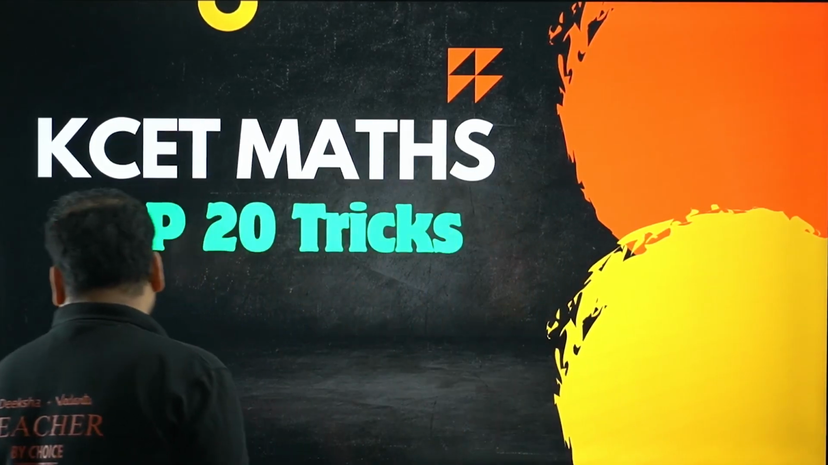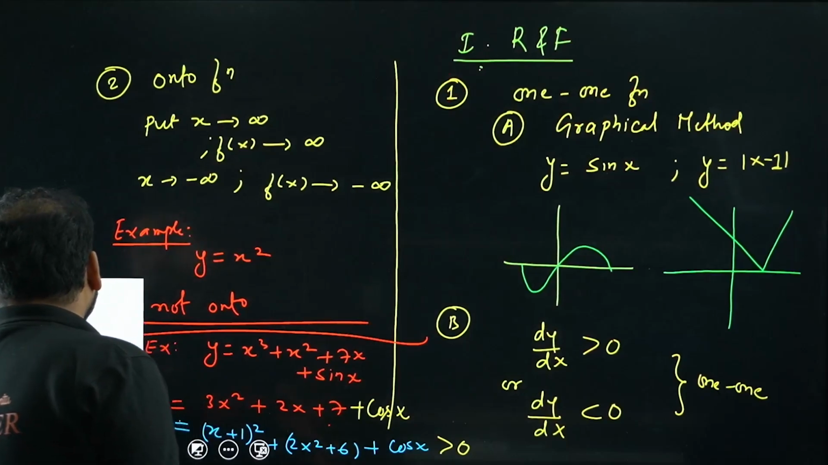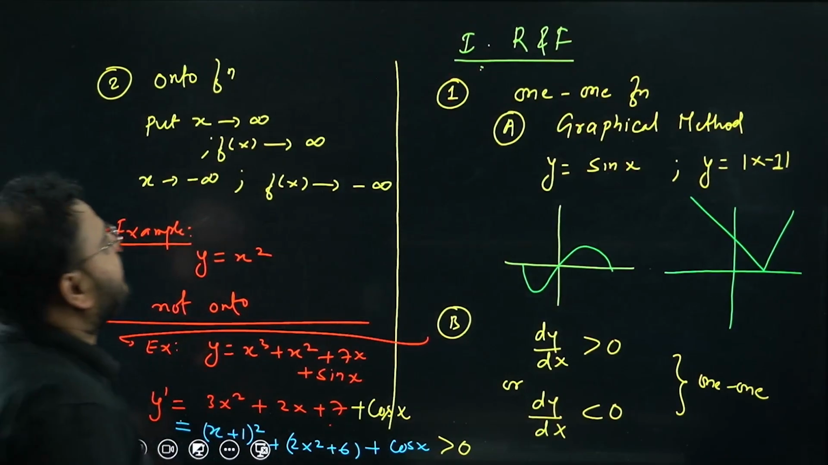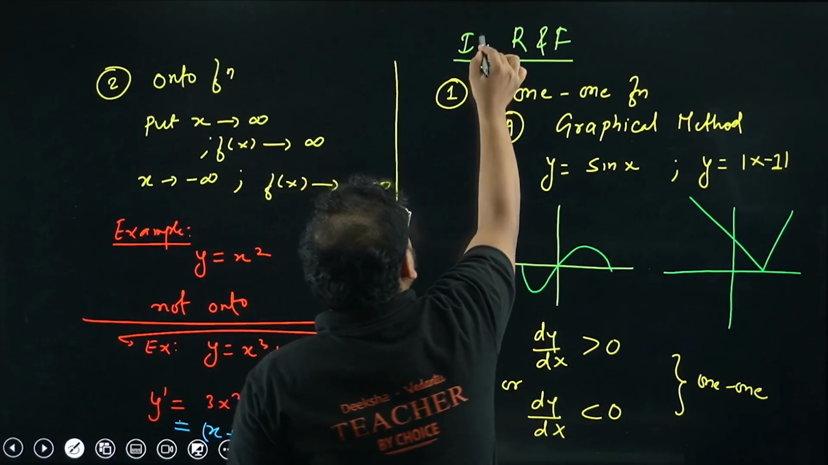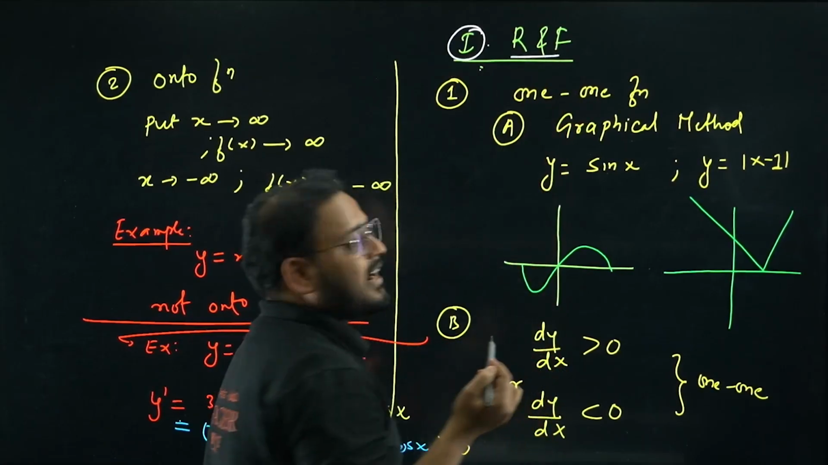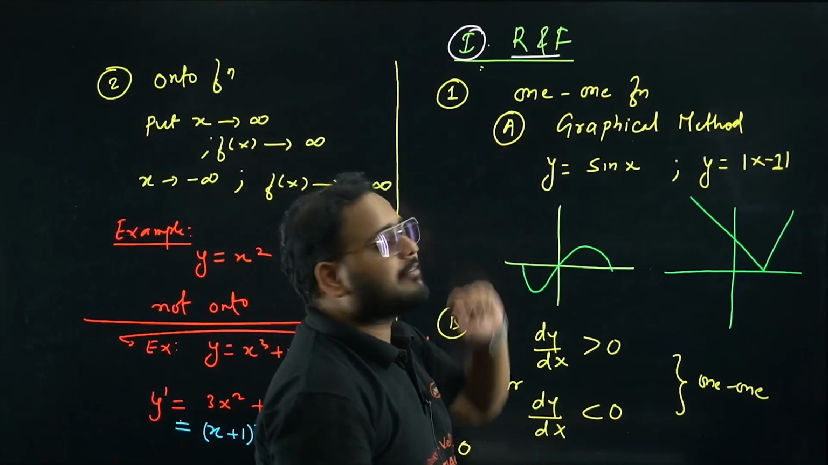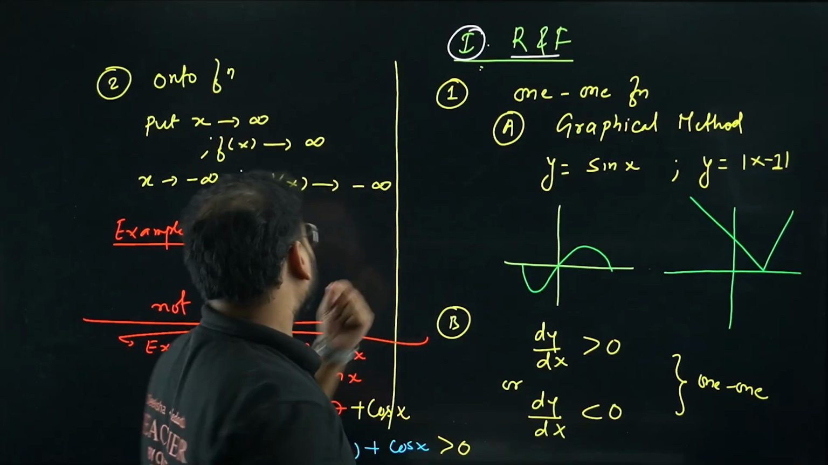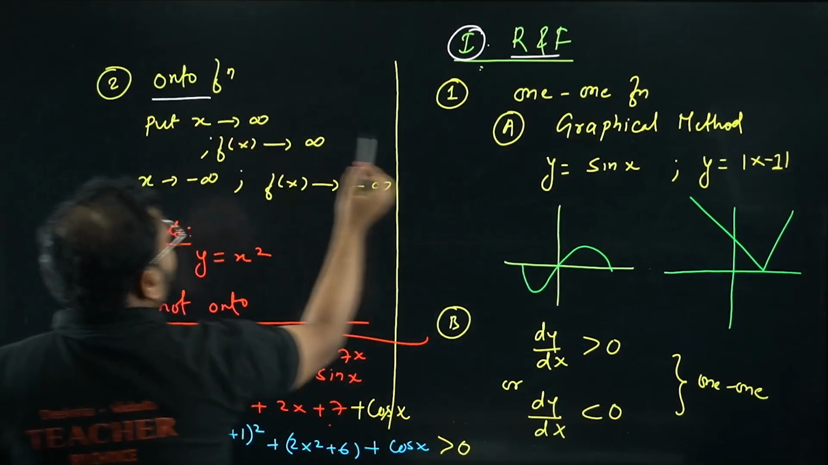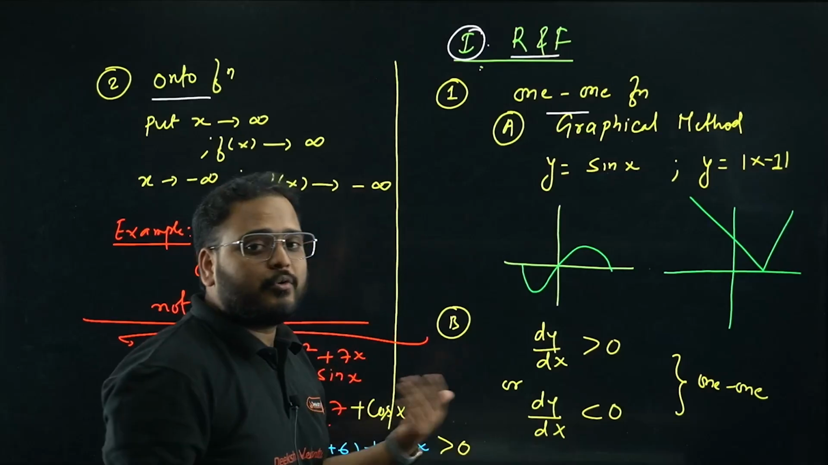Please check the first one coming for you. What is it, sir? It is again on relation and function. In that, if you are asked in the question to find a 1-1 function, or an onto function, how are you going to do that?